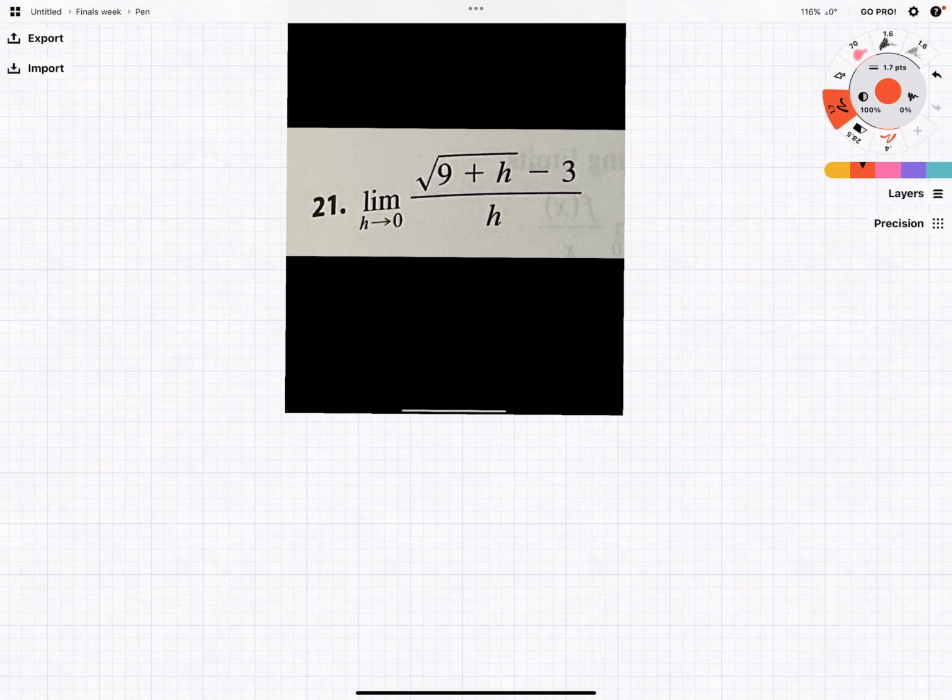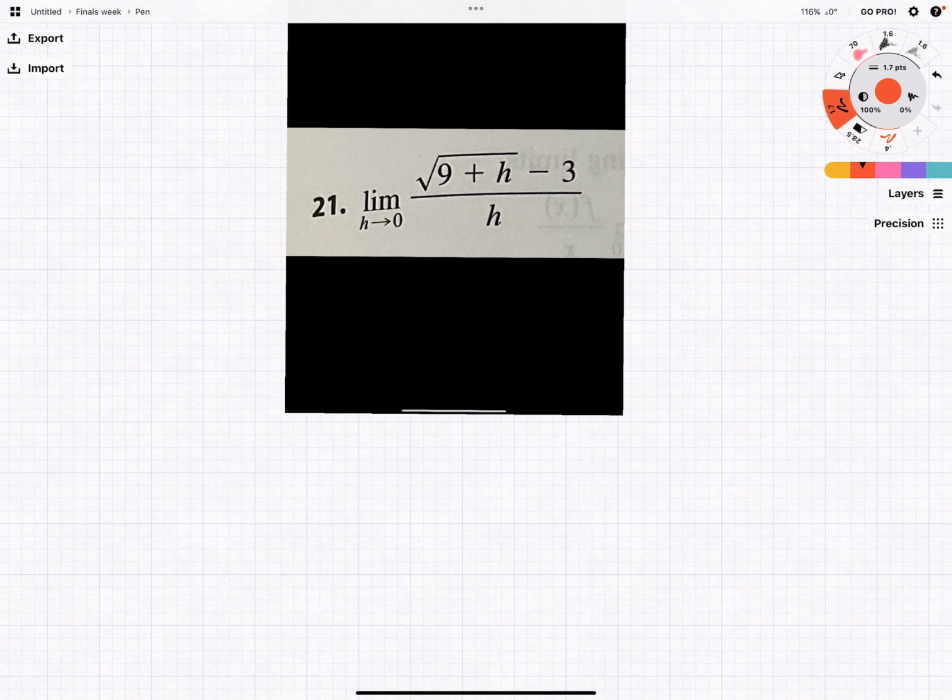This is Stewart Calculus 8th edition, section 2.3, problem number 21. For problem 21, we need to find the limit as h approaches 0. And as we see, we run into this 0 over 0 issue again. If we plug in 0 here, we get square root of 9, which is just 3. So 3 minus 3 is 0, all over 0. So we have to figure out how to get rid of this 0 over 0.